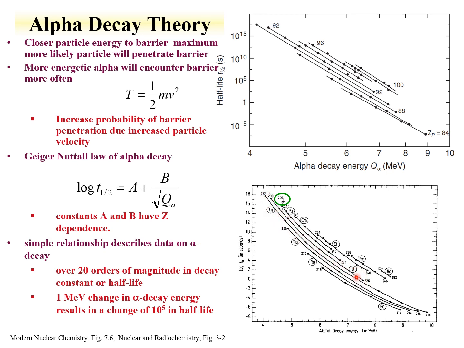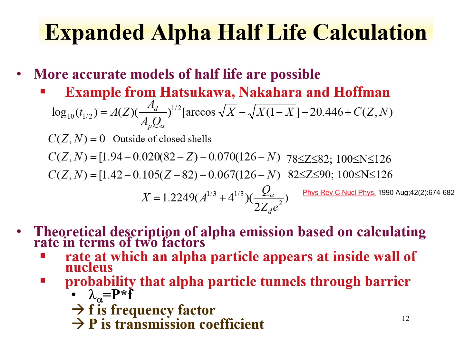Now, the simple relationship can describe data for alpha decay for over 20 orders of magnitude in decay constants or half-life. And what's observed is that a 1 MeV change in alpha decay energy can result in a change of about 10 to the fifth for the half-life. So we have this dependence on half-life and Q value that we've discussed earlier. The Geiger-Nuttall relationship, as we discussed previously, is a very simple and straightforward model to describe alpha decay and half-life.